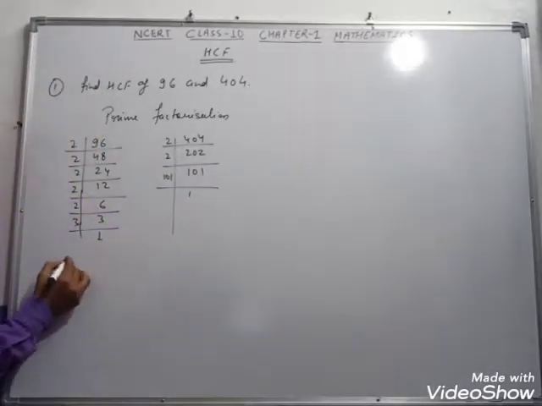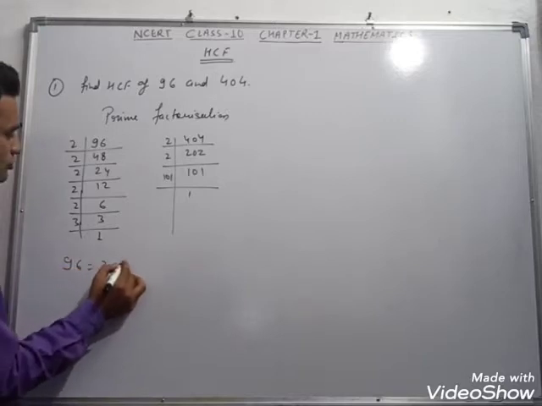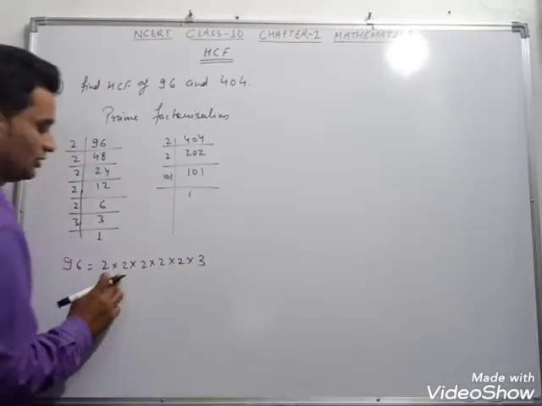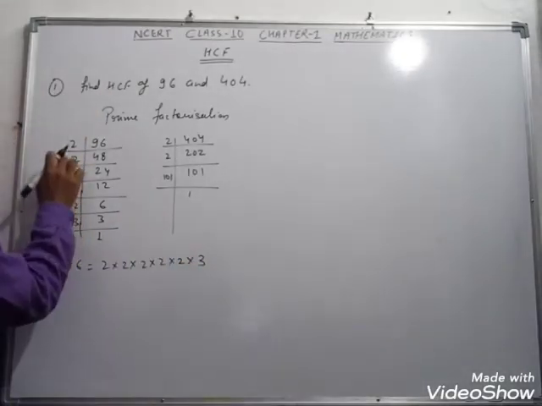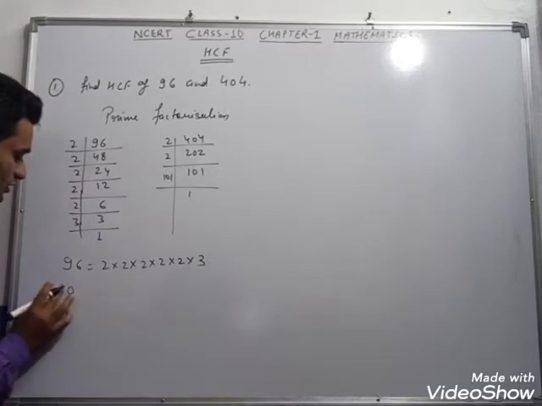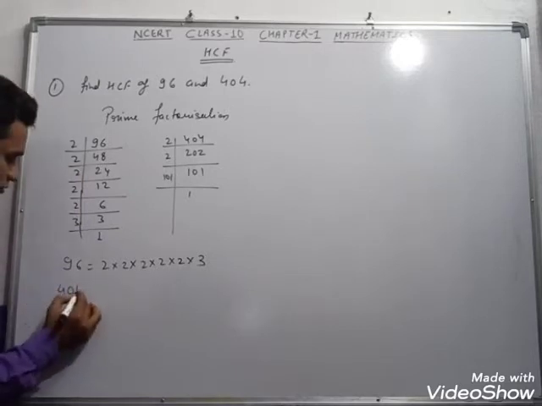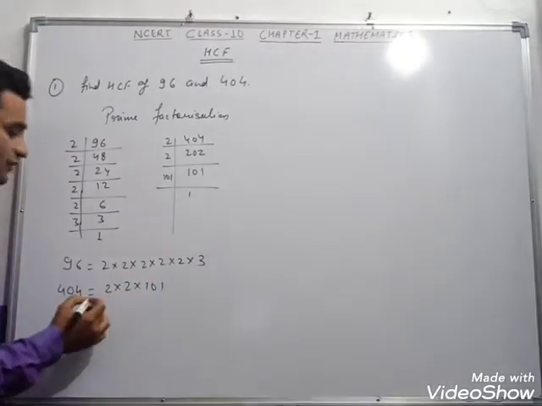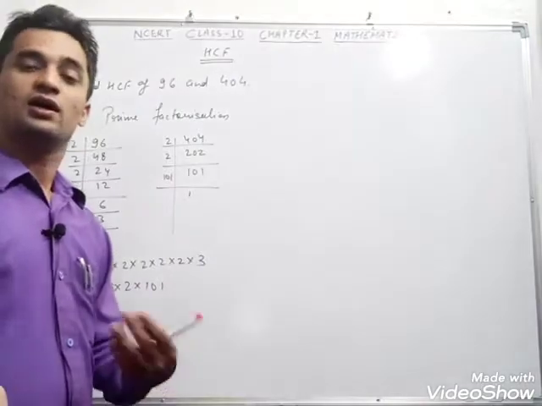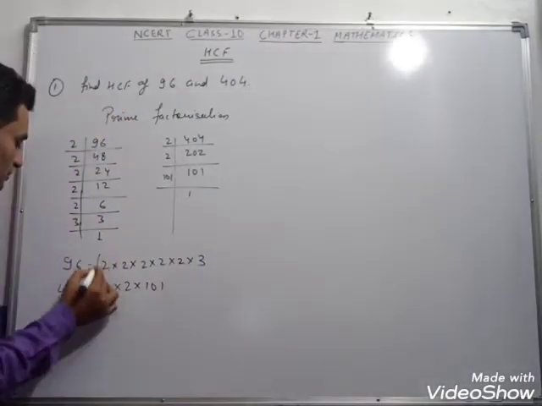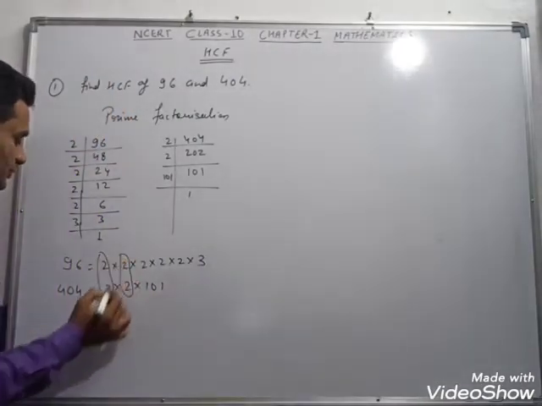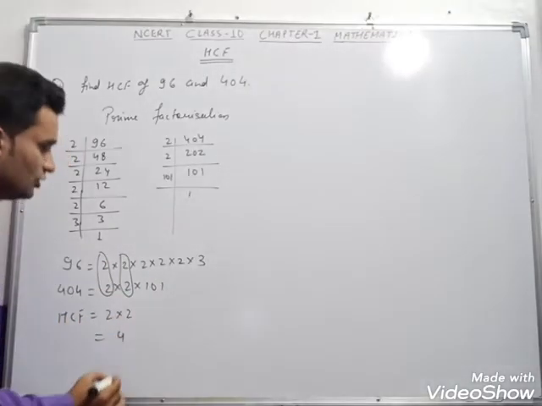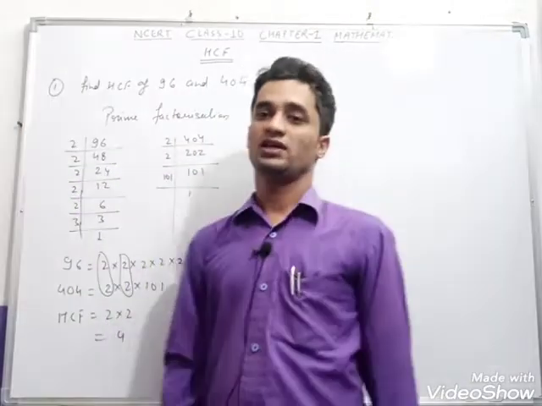So here 96 can be written as 2 into 2 into 2 into 2 into 2 into 3. One, two, three, four, five. And then 404 can be written as 2 into 2 into 101. And for HCF, from the earlier classes you are studying the common part, this pair and that pair. So HCF is what? 2 cross 2, that is 4. So by prime factorization we got the answer 4.